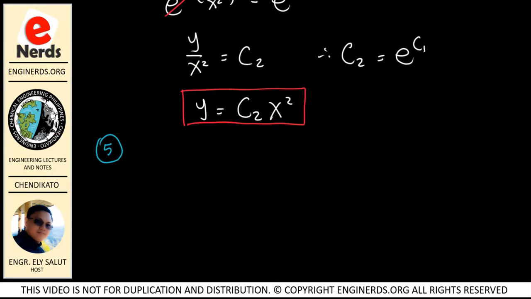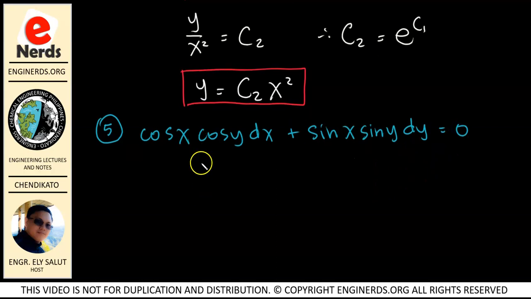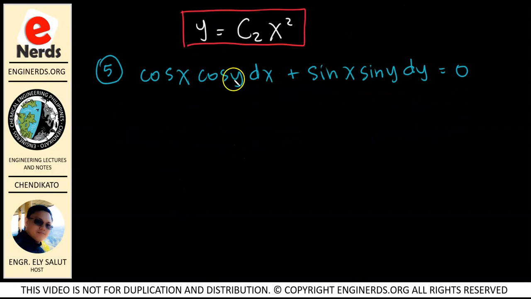So let's say our given is this one. I have cosine x cosine y dx plus sin x sin y dy is equal to 0, and you can also find this problem sa book ni Rainville, no? Yung Elementary Differential Equations by Earl Rainville. Okay? So, pagsama-samahin natin yung may mga x kasama yung ating dx.